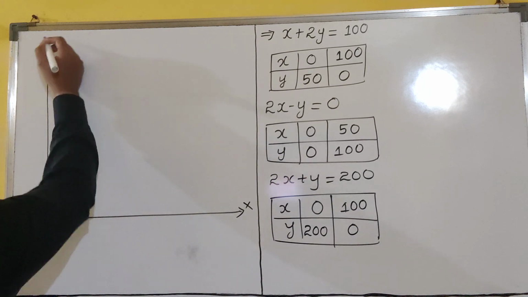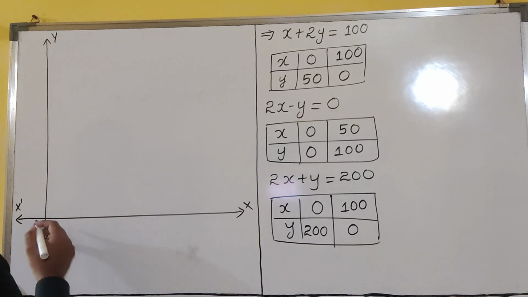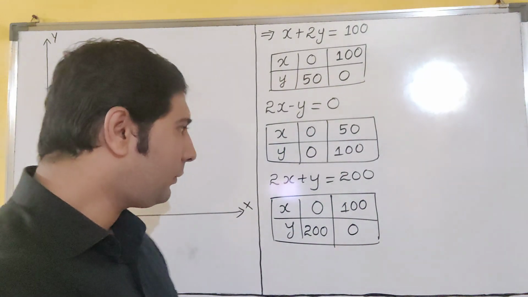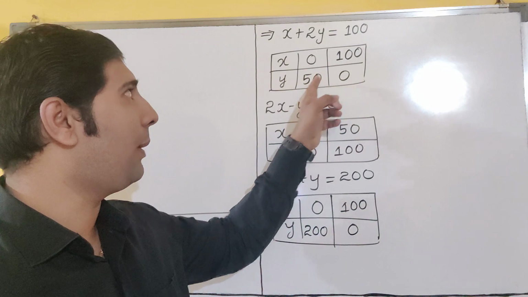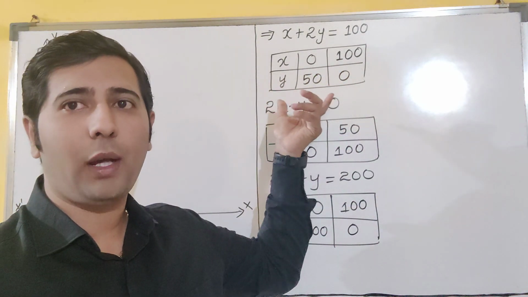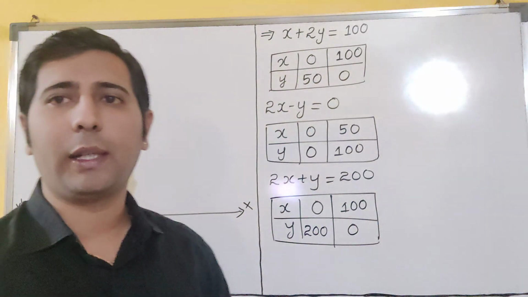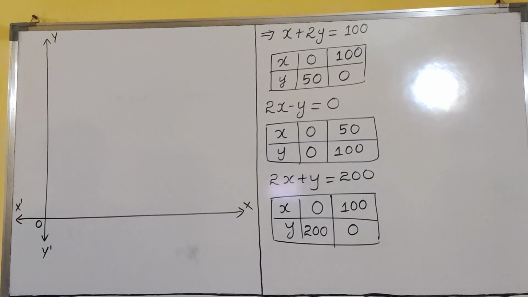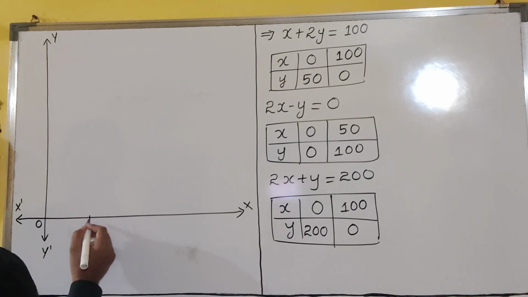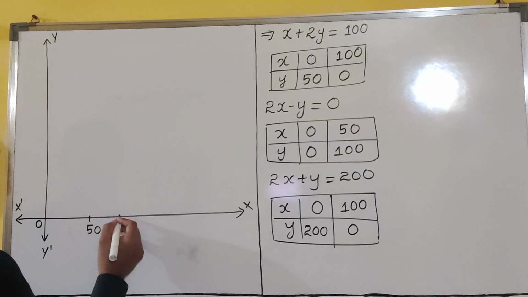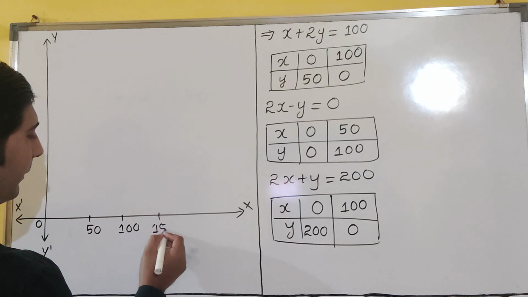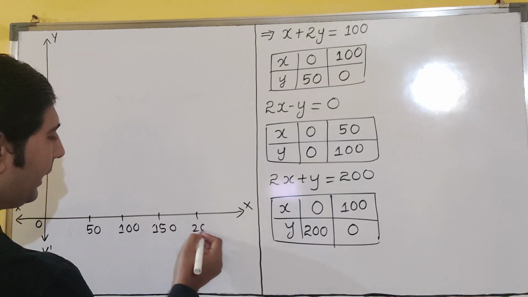So this is y dash and this is y. Got it? And this is the origin 0. So now see here. The first points are 0 comma 50 and 100 comma 0. We have to plot these points on the graph. Before plotting, we require to mark the scale here. 1 centimeter, how much will we take? We will take it as 50, around 50. This is 100, we can take. So this is 150 and this is 200. Up to 200 I can take.